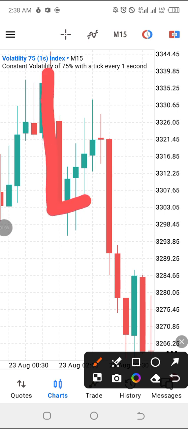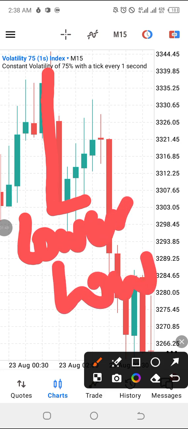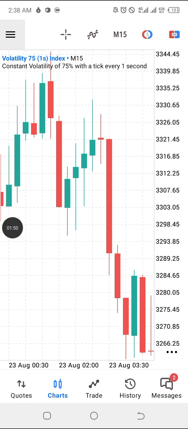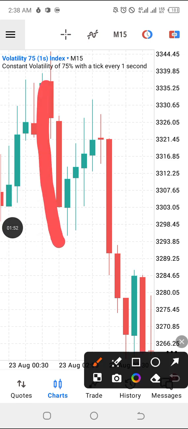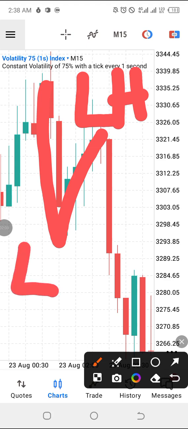This place is called lower low. Lower low. Alright. So here is called lower low. It goes up. Here will be called lower high. So here is called lower low.